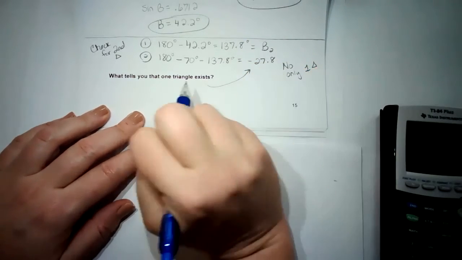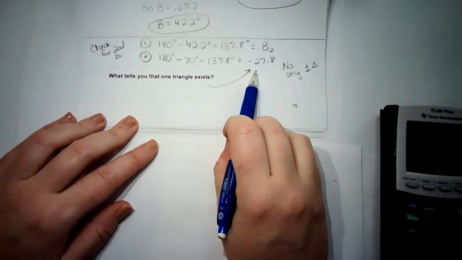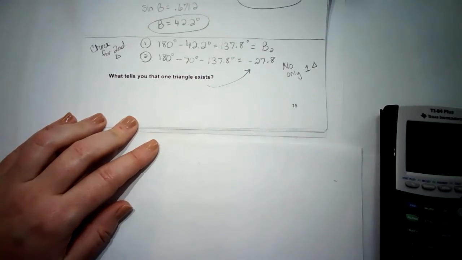What tells you? It's that negative. Okay, remember, if that had come out to be positive, that would have been C2. And then we would have solved for side C2 using law of sines.